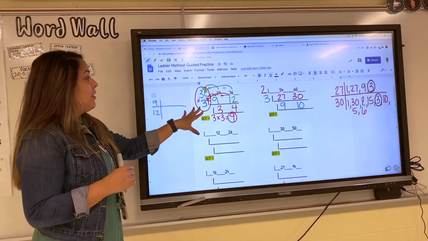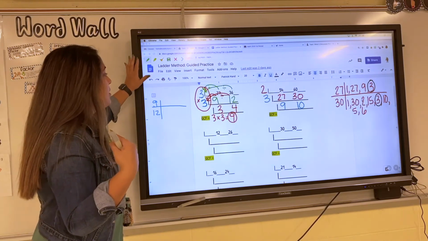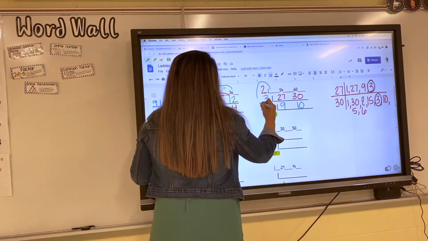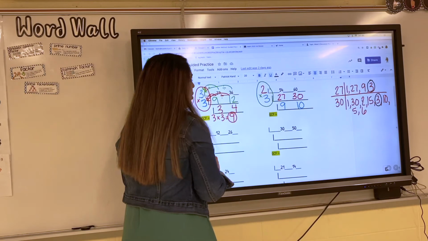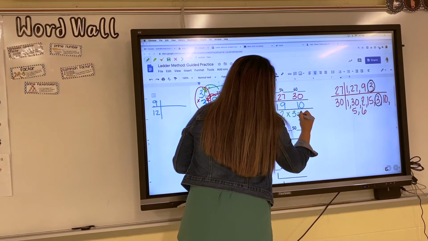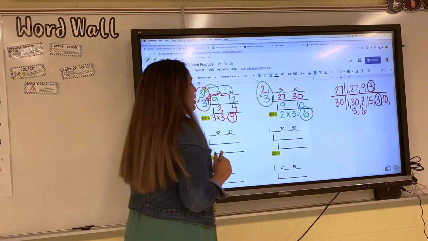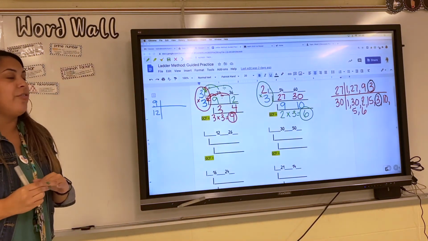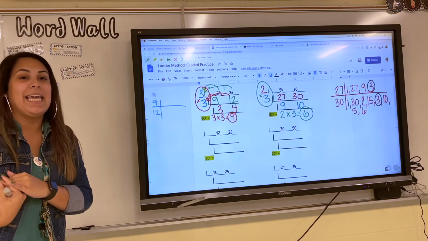So like how we did over here in the previous problem, we're going to multiply 2 times 3 to get our GCF. So 2 times 3 equals 6. So our greatest common factor of 54 and 60 is 6.